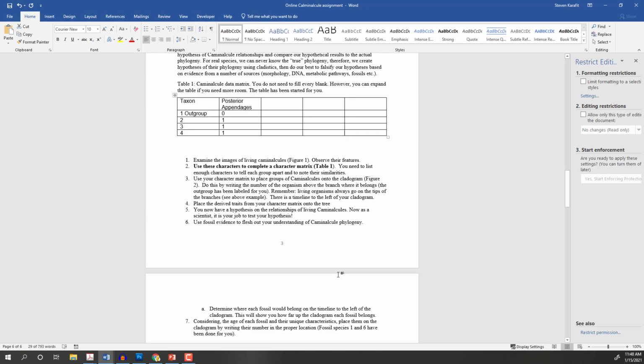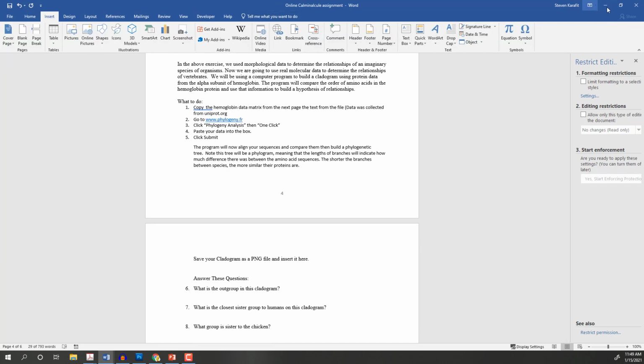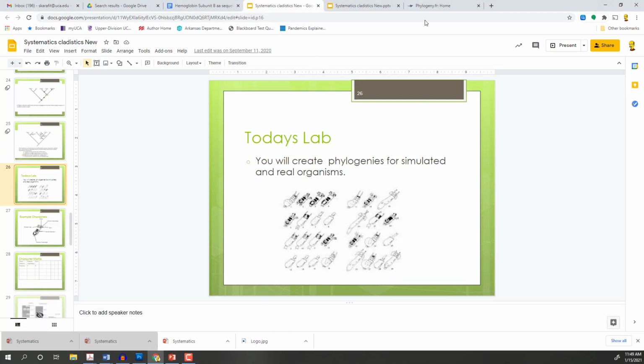The last part of the assignment, after you answer these questions, will be to do a cladogram based on molecular data. We're going to do it based on amino acid data, which is based on genetic data, right? Because amino acids are coded for by codons in organisms. So we're going to compare hemoglobin in several different organisms. We're going to look at the order of the amino acids in that hemoglobin and compare it among organisms to see how closely related they are. And there's information here on how to do it. I'm going to run an example here for you really quickly.